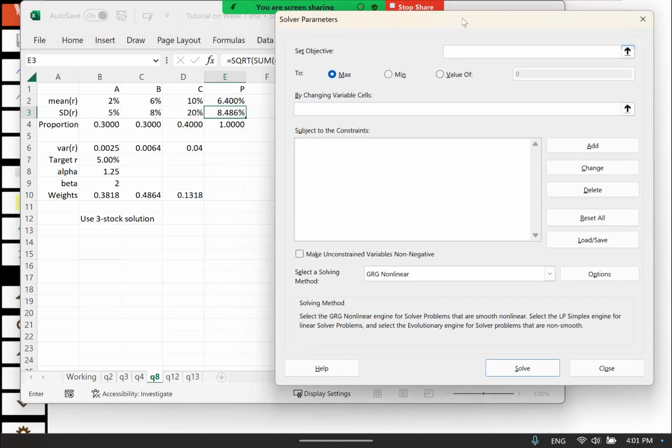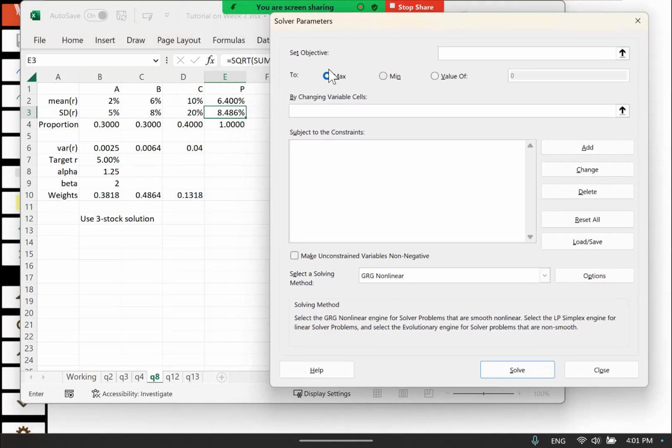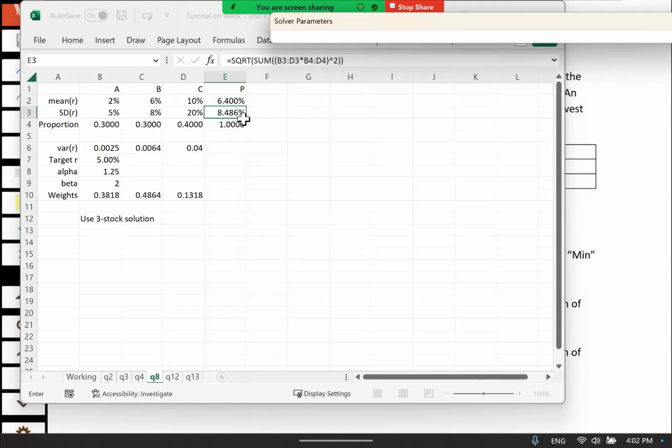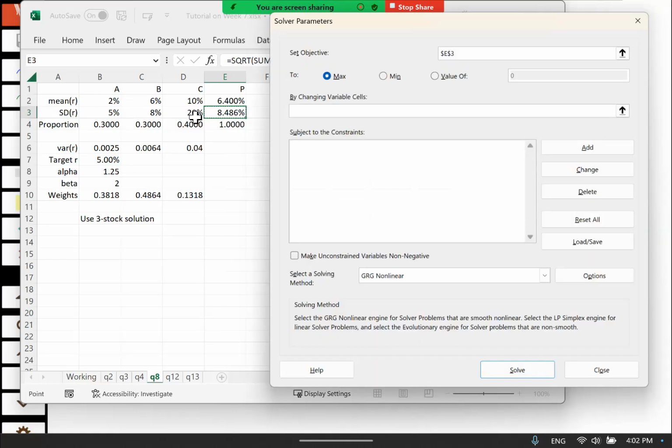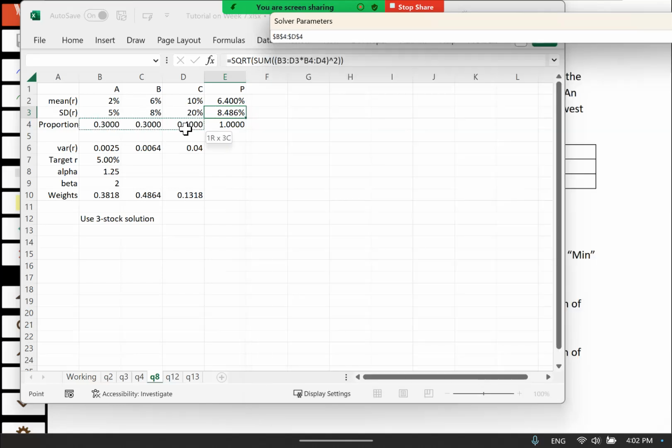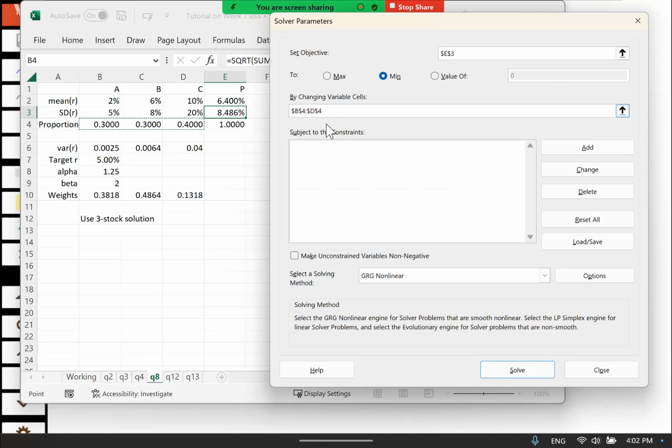And I'll just move this to one side so we can see all the relevant parts here. So what we need to do is minimize the portfolio standard deviation. And so it's this cell E3 for the standard deviation that we're actually working with. We need to minimize that. The cells we're going to change are the proportions, and we're subject to some constraints here. So the first constraint is that we want the portfolio return to be 5%.